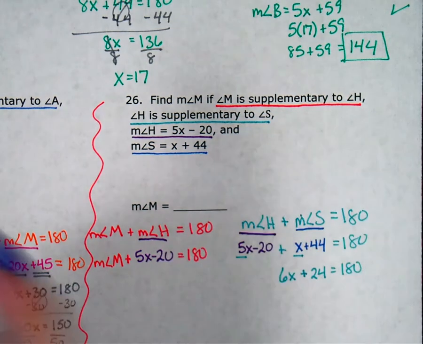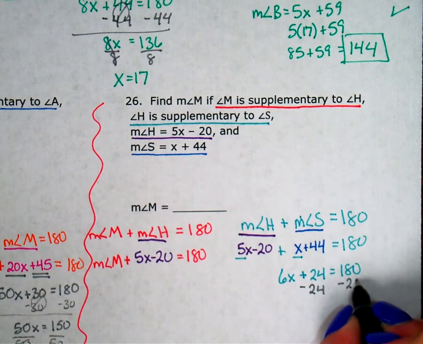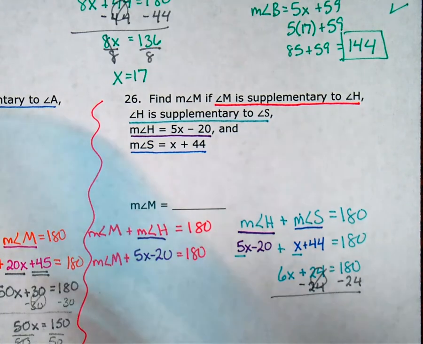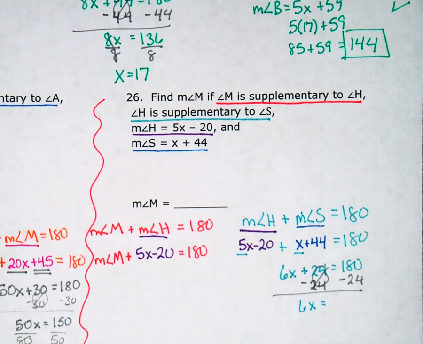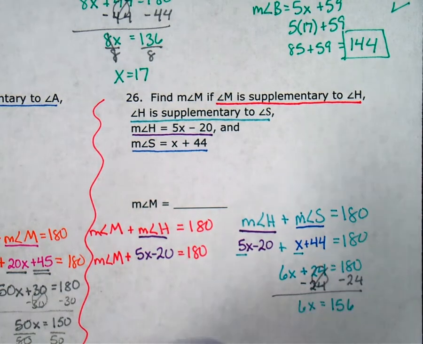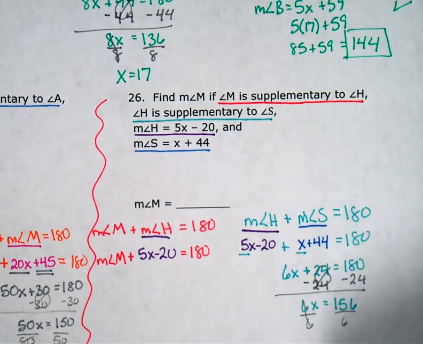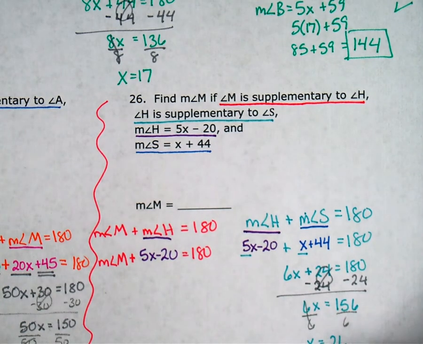Okay, then I'm going to use my subtraction property of equality to subtract 24 on both sides. That's going to become a 0, so 6x plus 0 is 6x, and 180 minus 24 is 156. I'm going to divide both sides by 6, and 1x equals 156 divided by 6, which is 26.